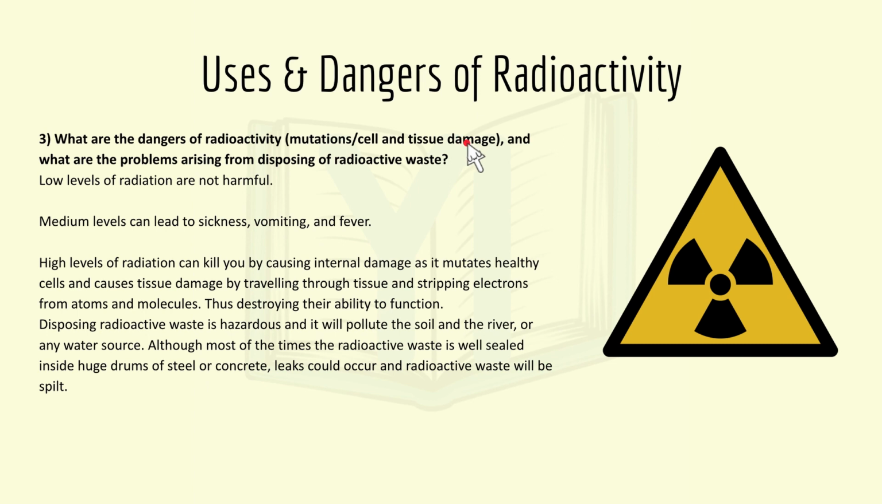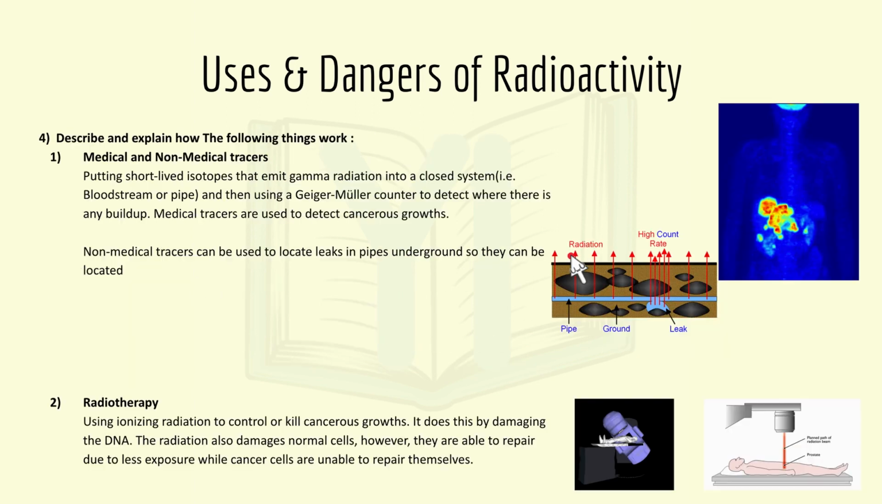We have what the dangers of radioactivity are. These include mutation, and cell and tissue damage. And what are the problems arising from disposing of radioactive waste. You can have a read. And lastly, we have to describe and explain how the following things work: medical and non-medical tracers, and radiotherapy. And here are some examples for it, like the medical one here, the non-medical one, and for radiotherapy.